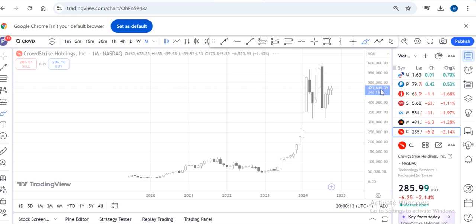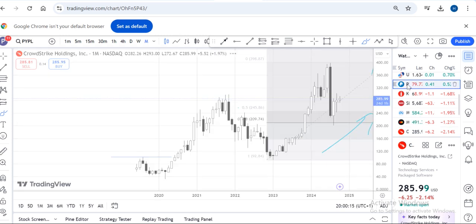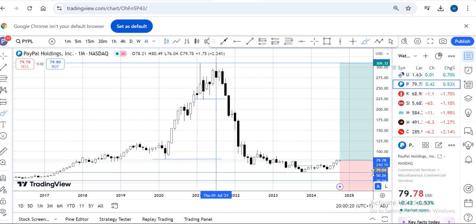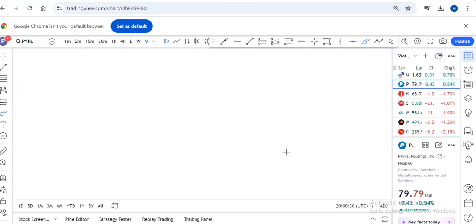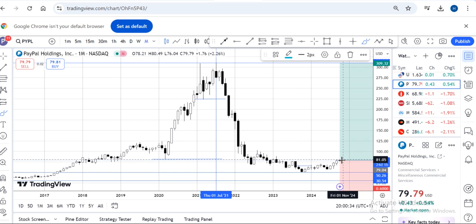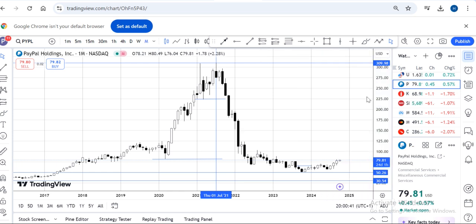So now let me give another example. This is one I'm actually holding. I bought this stock earlier on when it was around $37 or thereabout. This particular stock is what we call the PayPal stock. The PayPal stock is the normal PayPal you make use of. Are you with me?